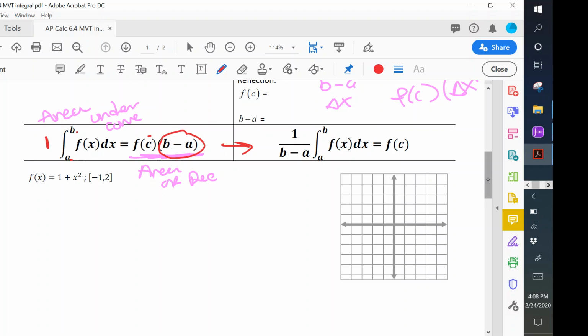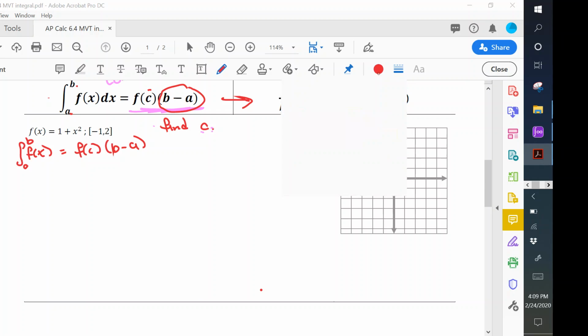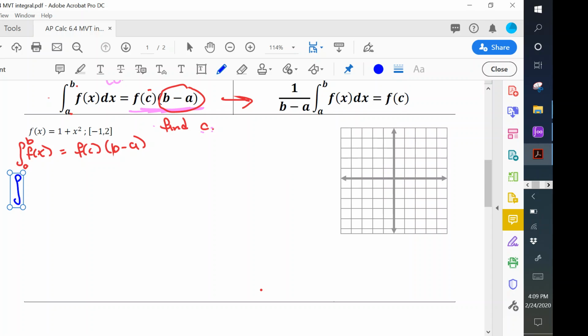Let's do the first example together. I'm going to erase this real quick and use this one on the top left. It says if I integrate the function from A to B, I can get a value C that gives me the same area. So let's find that C value. Pretty straightforward. Let's integrate from -1 to 2 the function 1 plus x squared dx, because that's the variable we're working with.